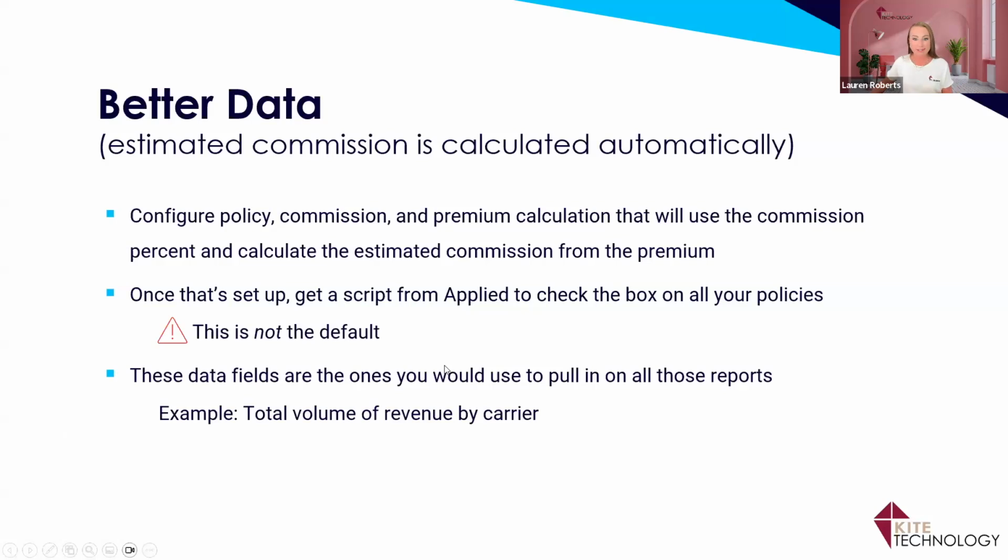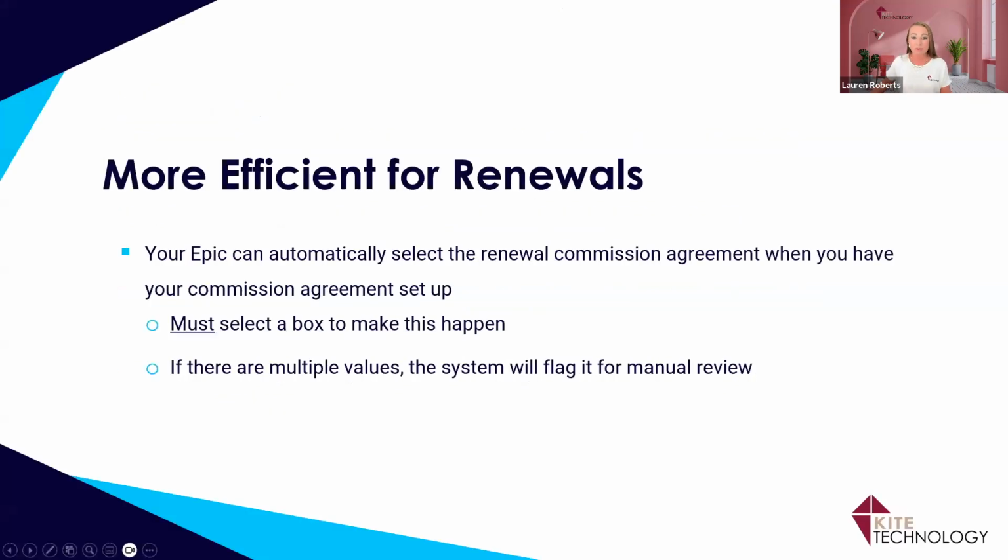All right, very good. So let's move on. It's also a little bit more efficient for renewals, right? If you have created a commission agreement, then that obviously is going to save your users some time because they don't have to stop and think, what is the percentage of commission? Now, for brokers and agency bill items, you may want to not put all of the commission agreements in because we want that user to look at that invoice, because that invoice is going to have that percentage on there for them. And of course, your Epic can automatically select the renewal commission agreement if you have commission agreements set up between new and renewal. But again, you must select that checkbox to make that happen.